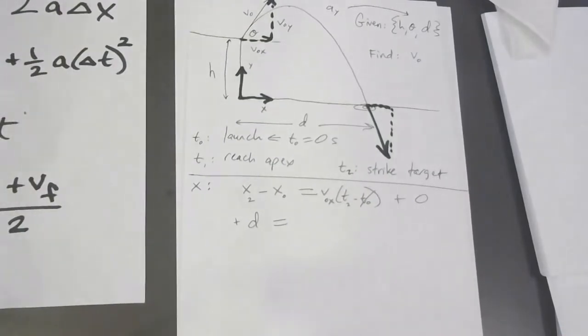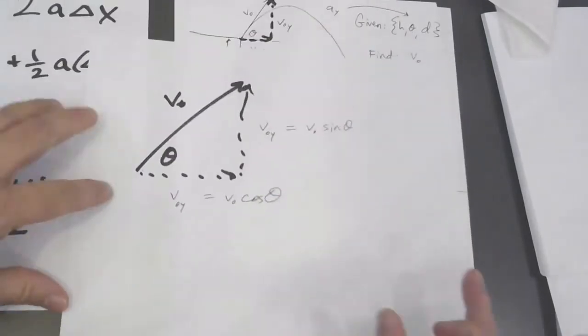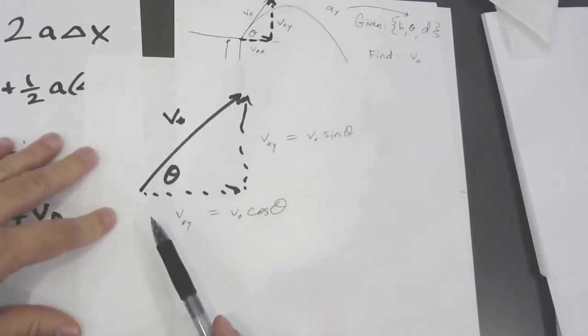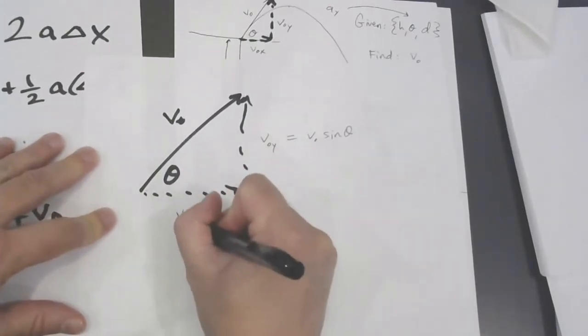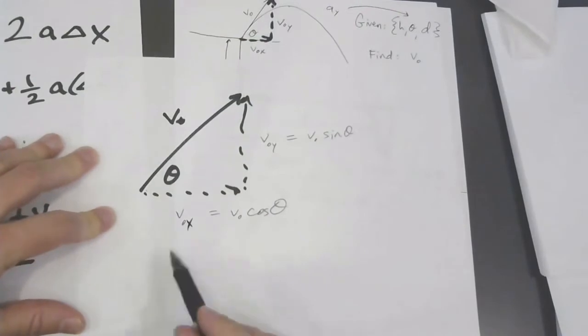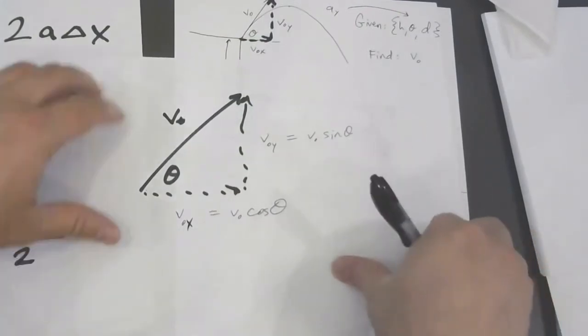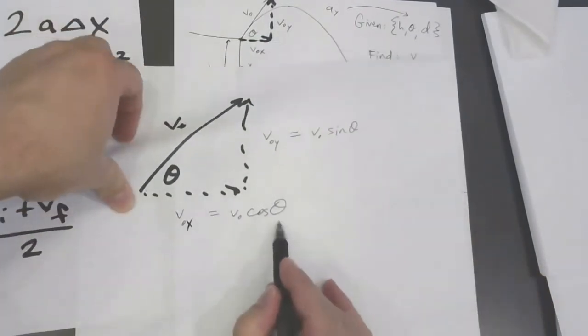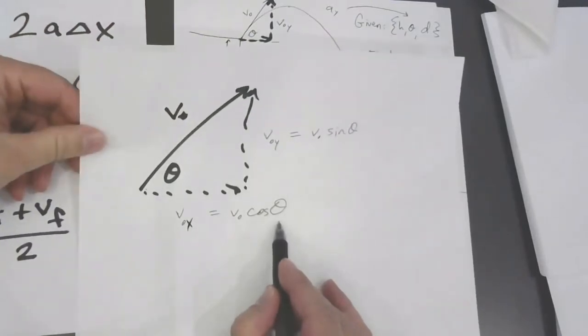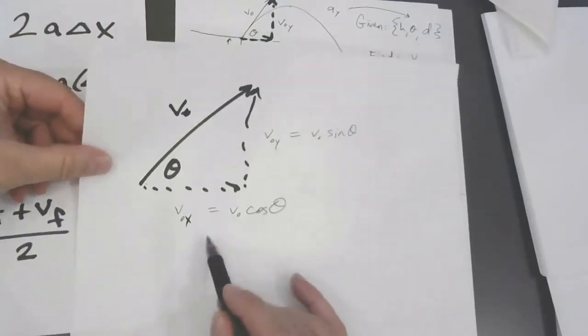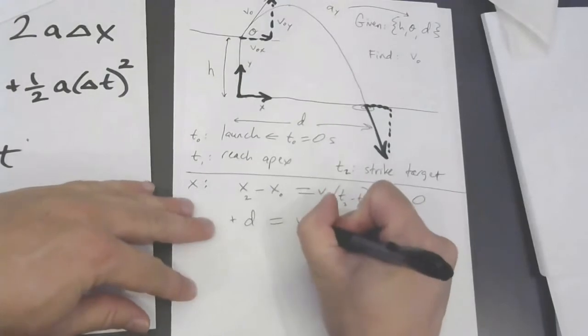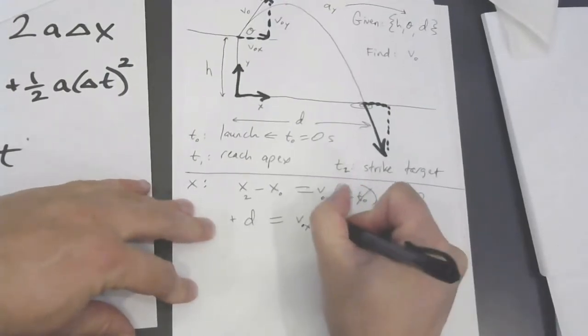Now remember our velocity triangle? The initial x component here. Oops, this is supposed to say x. I'm sure you caught that. V naught x is hypotenuse cos theta. So I could plug this in now, but it turns out that makes the algebra just a little more cumbersome. So for now, I'll just leave it as V naught x times t2.